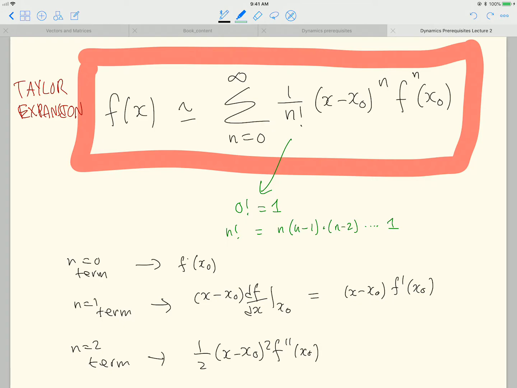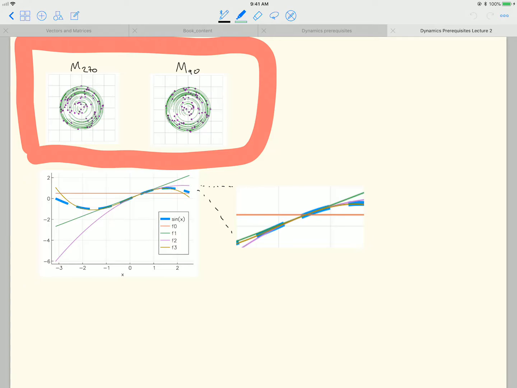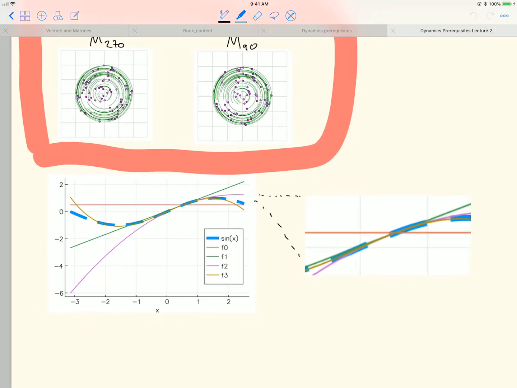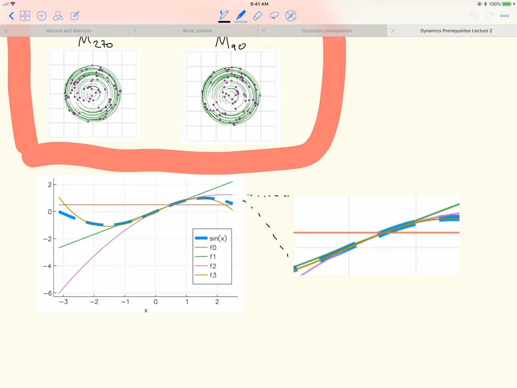Okay, so with this, you can approximate functions more and more closely. So for example, here I'm showing you in the dotted line, this is the sine of x plotted in Julia. And then the brown line, this is all around pi over 6, the brown line is just the constant, is f naught. The green line is the straight line that follows those terms of the Taylor expansion. It has the same slope as sine of x at pi over 6. And then we also have the parabola.